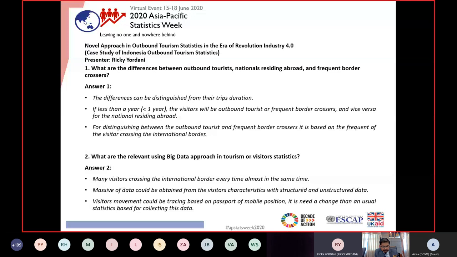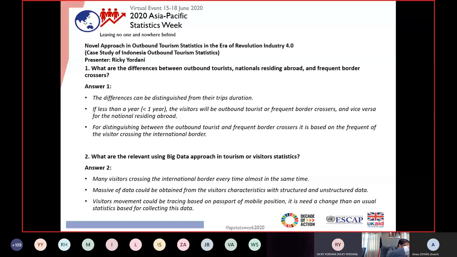Okay, this is the question. What is the difference between outbound tourist, national residing abroad, and frequent border crosser? The difference can be distinguished by its duration and the length of stay. If the visitor's length of stay in their resident hometown is less than 1 year, the visitor would be an outbound tourist or frequent border crosser.